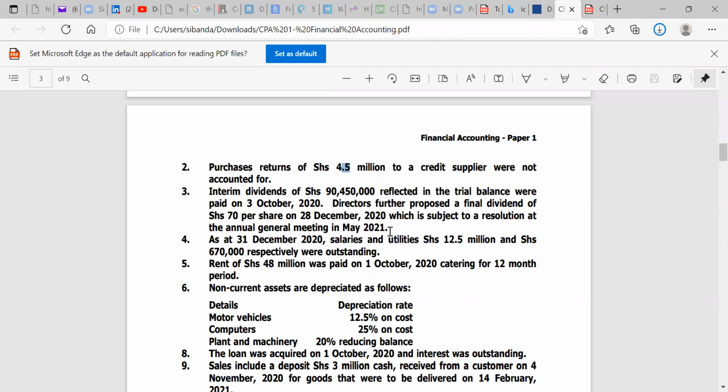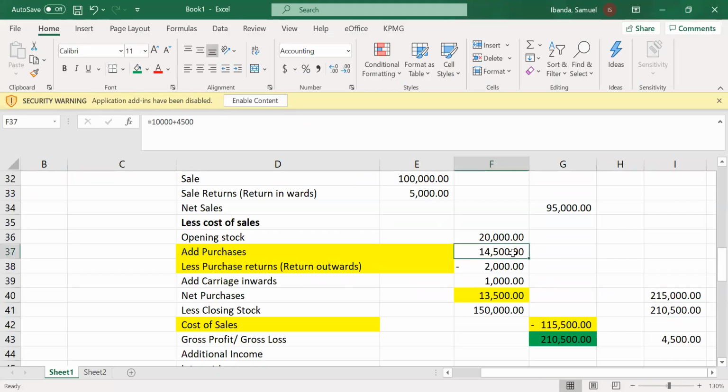Now, let's see something small here as well. So they're telling us interim dividends of 90. Okay, let me just try to correct. I think I put purchases in the wrong way. They're saying that I put it in purchase returns. Oh, okay. Thank you so much. Let's correct this.